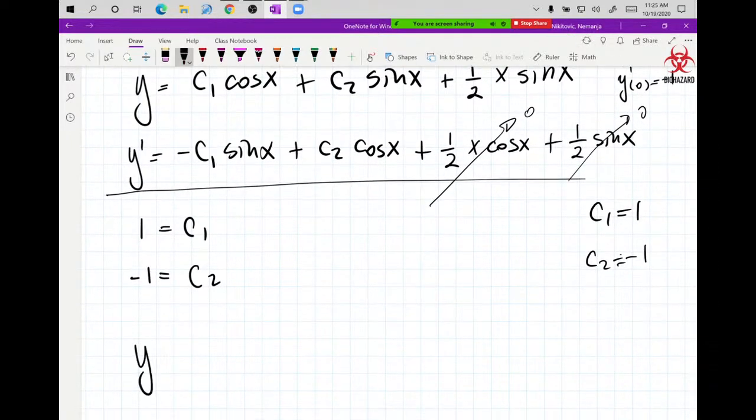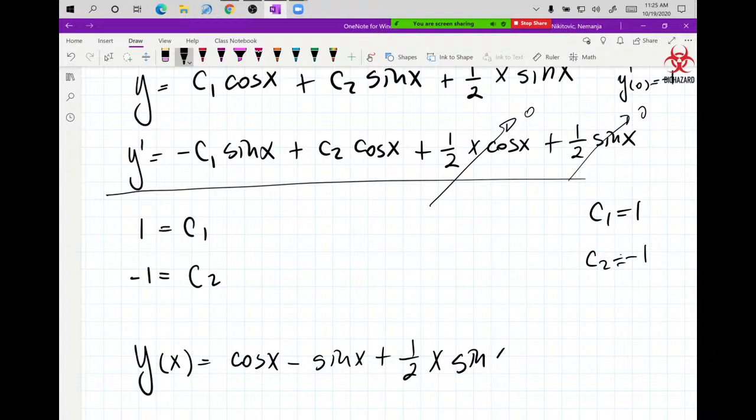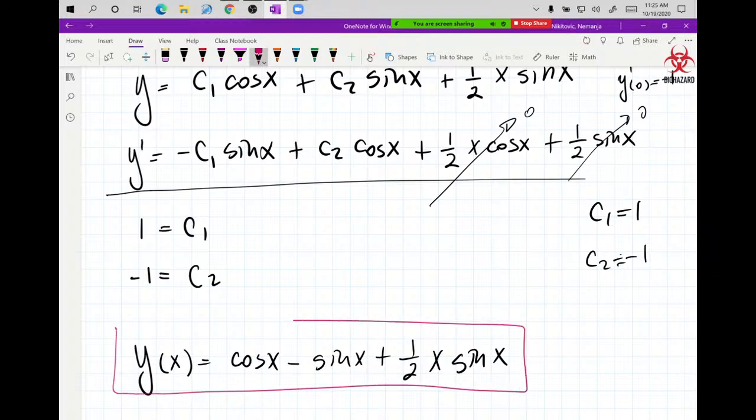I have my solution. Y of x, C1 is 1, so it's cosine x minus sine x plus 1/2 x sine x. There it is. So undetermined coefficients at its finest, right? And we had the repetition. This time repetition was on cosine, and it all worked out.